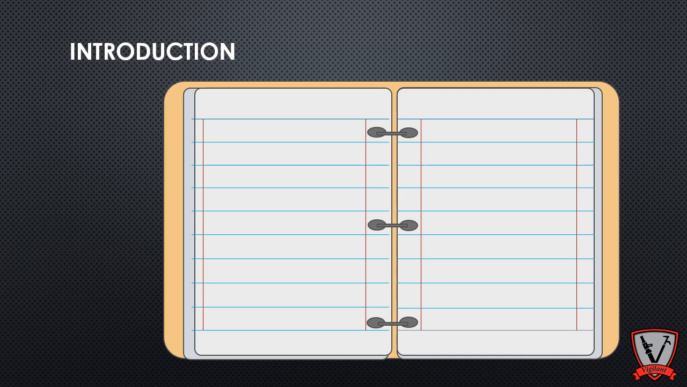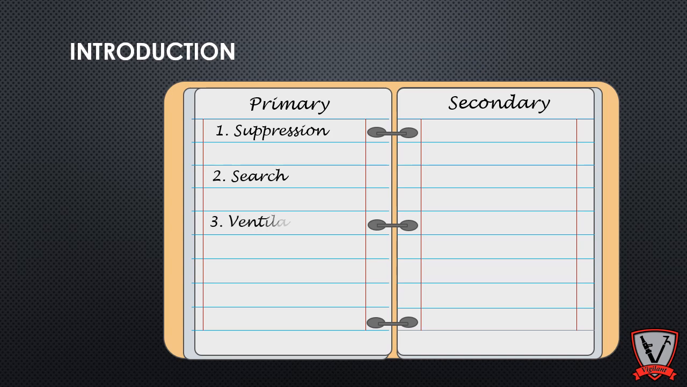When we're talking about tactics, we break them up into two separate categories, primary and secondary. Each one of these primary and secondary categories has 5 subcategories. So we have 5 primary tactics. Those 5 primary tactics are suppression, search, ventilation, water supply, and backup line.